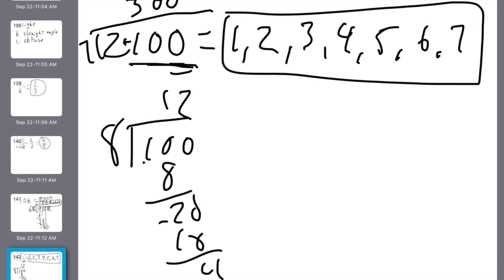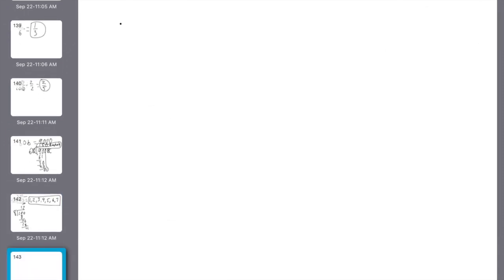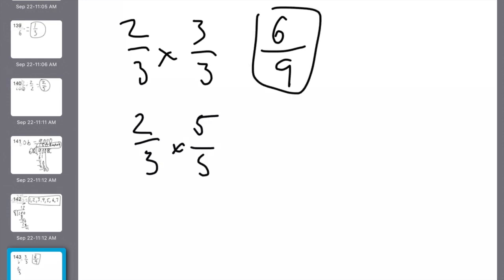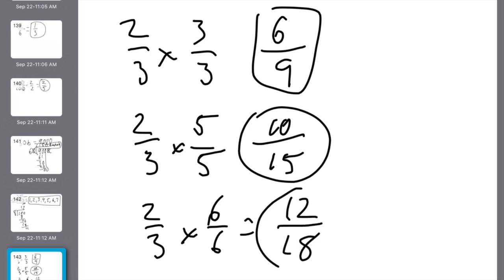Number 9, find 3 equivalent fractions of 2/3 by multiplying by these numbers. So I have 2/3 times 3/3. Multiply the tops, 6. Multiply the bottom, 9. Next, I take 2/3 and I multiply it by, this time, 5/5. Multiply the tops, 10. Multiply the bottoms, 15. And multiply 2/3 times 6/6. Multiply the tops, 12, bottoms, 18.